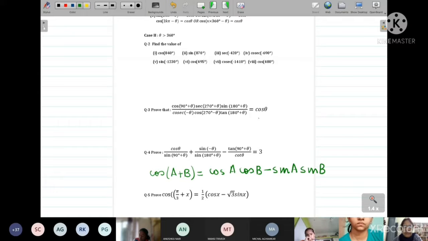And we know what is pi by 3 in terms of degrees? 60 degrees. Just substitute the value. Cos 60 is 1 by 2, and sin 60 is root 3 by 2. So just substitute the values and you will get the answer, okay?